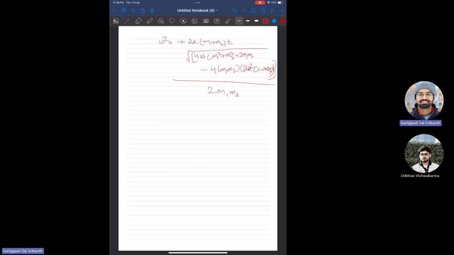So what is this plus minus indicating here? It's telling us that there will be two frequencies for each q. So if we have a dispersion curve, for each q we'll have two frequencies, and as q changes, these frequencies will change.